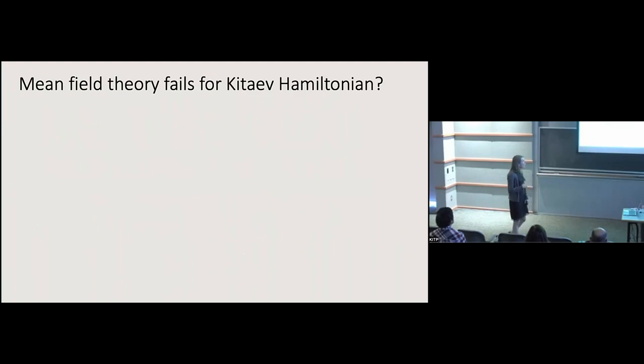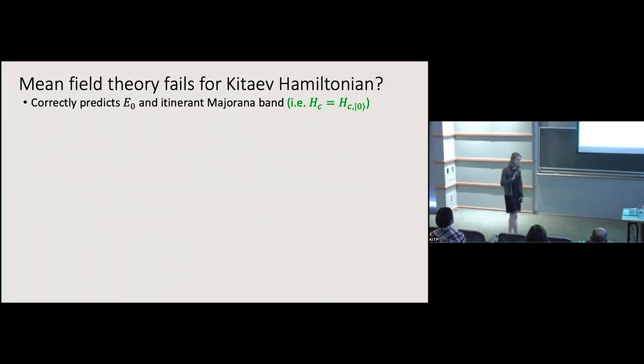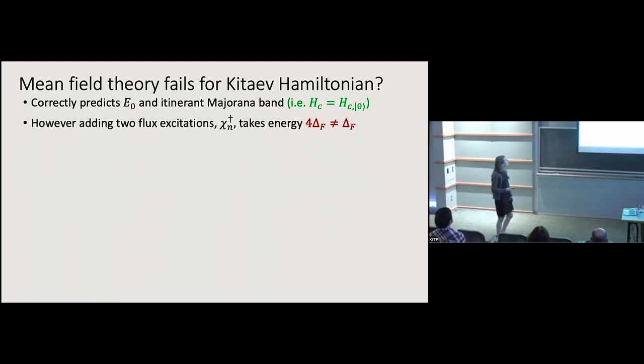So why, in the literature, can you find claims that mean field theory fails for the Kitaev Hamiltonian? What do we mean by that? We can reproduce the ground state energy and the itinerant Majorana, the C Majorana band structure. So that's essentially saying this HC mean field decoupled state is equivalent to the HC, the one that I get from just setting all the conserved quantities equal to 1 or minus 1. However, if I think about adding flux excitations to this Hamiltonian, these are the chi operators. These chi operators have a higher energy than expected from the exact solution, 4 delta F instead of delta F, where delta F is the flux gap.